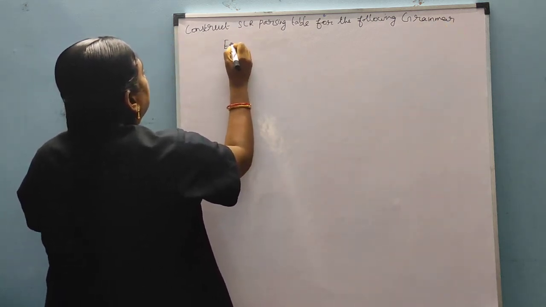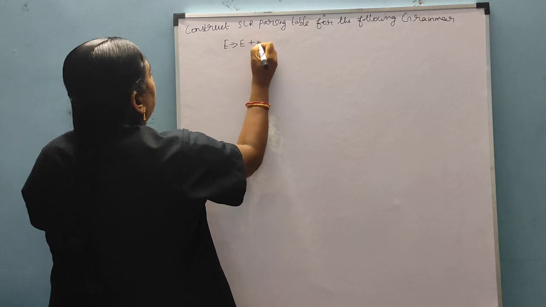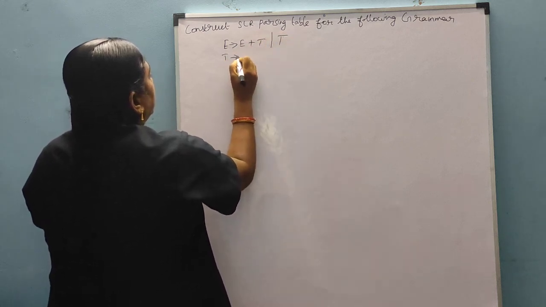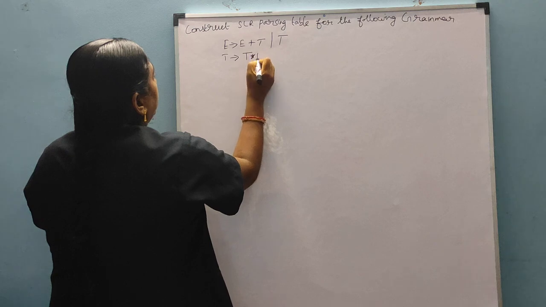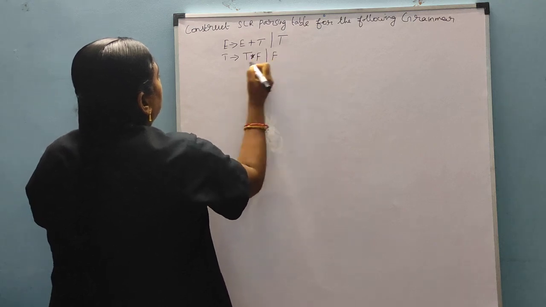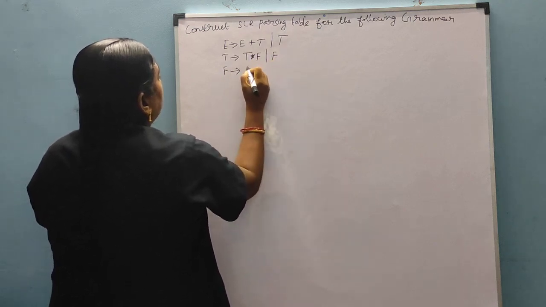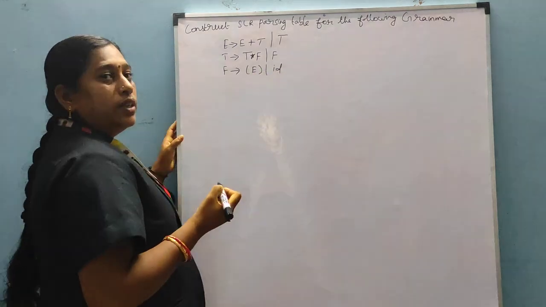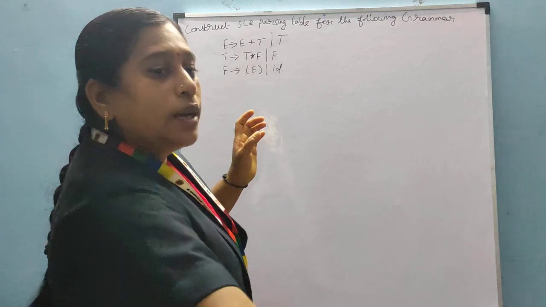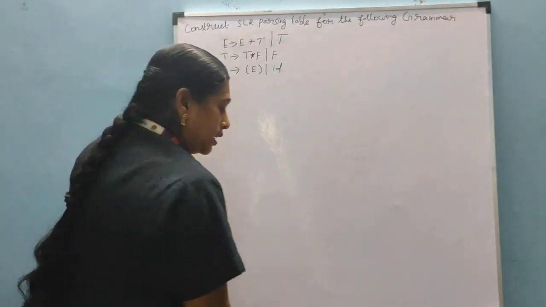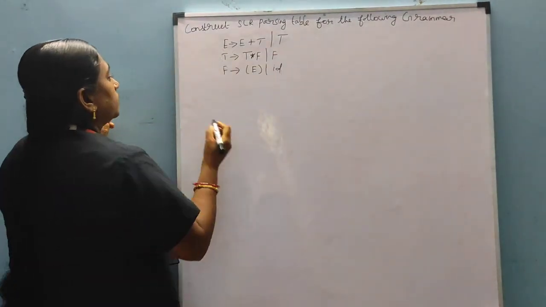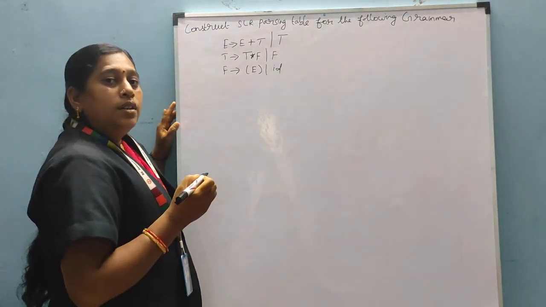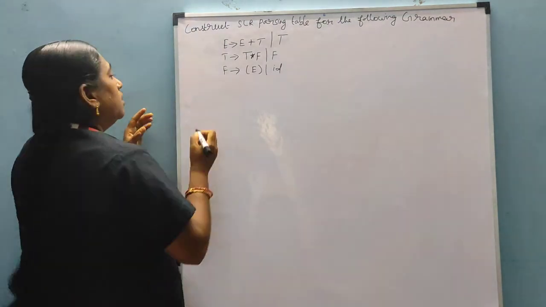The grammar is E tends to E plus T or T, T tends to T star F or F, F tends to E or ID. This is the given grammar. For this grammar, we have to find the SLR parsing table. First step, for this grammar, how to find the augmented grammar. That is the first step.